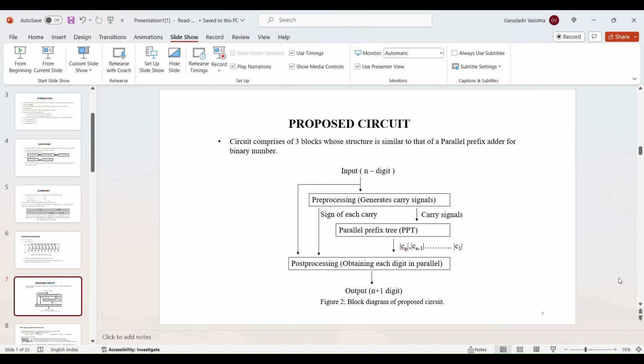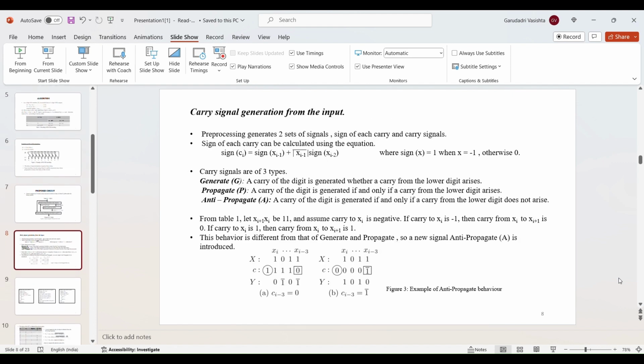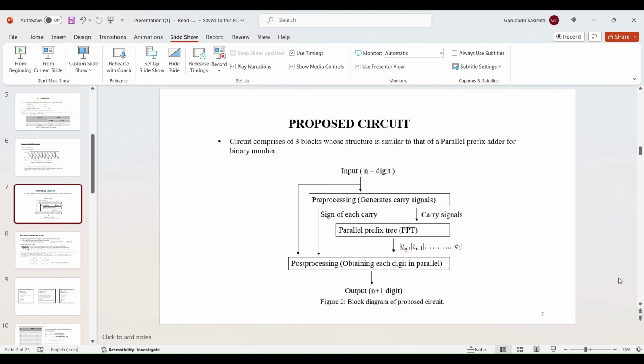Here we can notice one thing, that the sign of Ci is not dependent on previous carries. They just depend on the values of the inputs and their sign, which we are providing in parallel. So we can calculate the sign of all carries in parallel at once. Now coming back to the magnitude of Ci, pre-processing will generate three signals: generate, propagate, and anti-propagate.